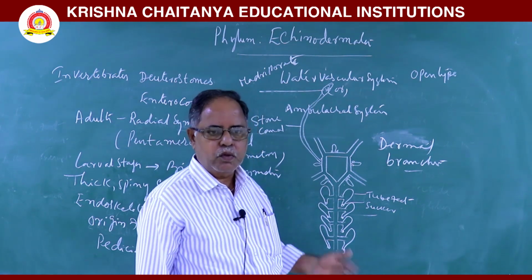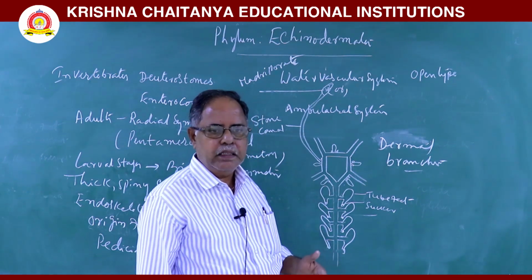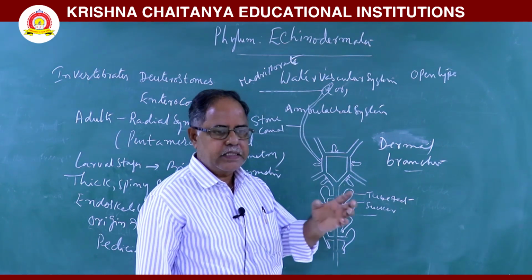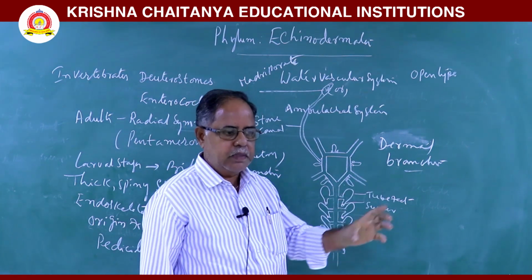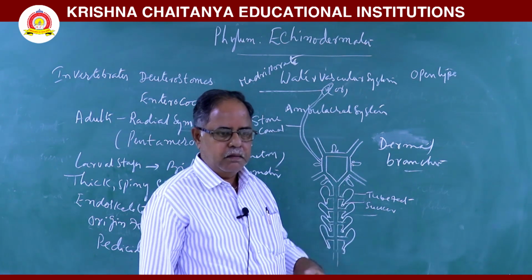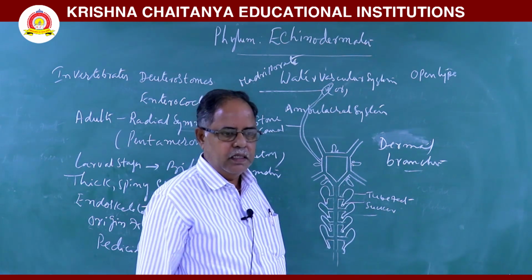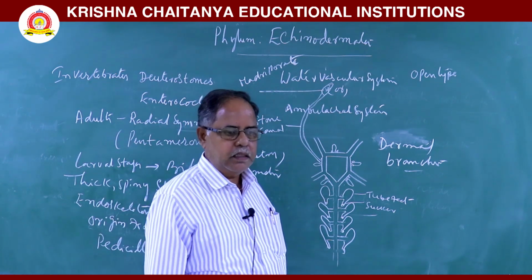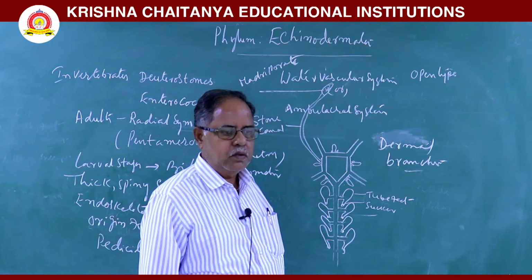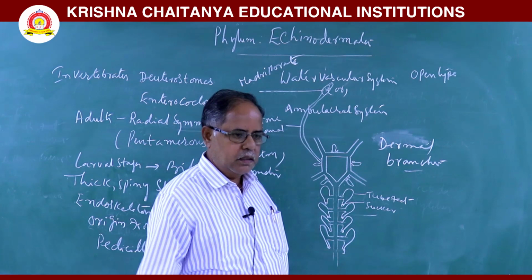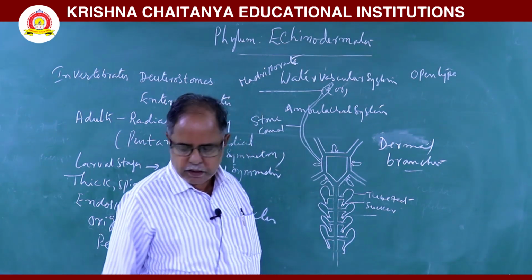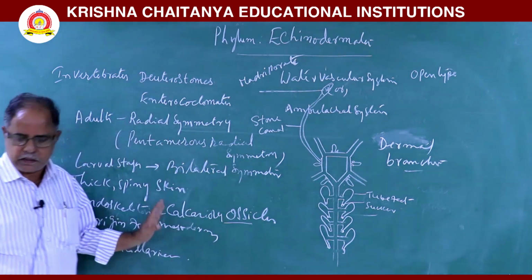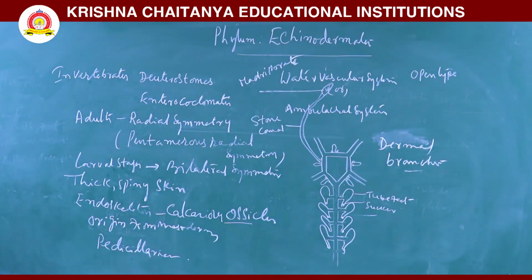Some show autotomy. Autotomy means when a predator catches this animal, the animal escapes from the predator by cutting off the organ itself. That phenomenon is called autotomy. The lost parts are regained by regeneration. This is about the general characters of Echinodermata.